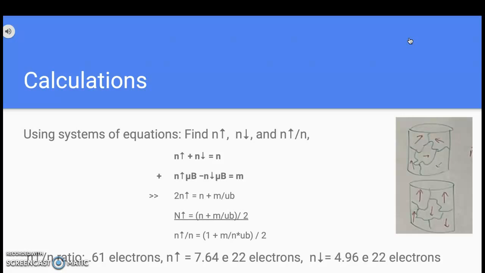So these are the numbers at the bottom of the screen. N spin up over N, the ratio we found for that was 0.61. The N spin up was 7.64 e to the 22 electrons, and the N spin down, the dipoles for that, is 4.96 e to the 22 electrons. So basically there's a lot more dipoles pointing in the up direction than the down direction is what we found in this magnet. And the ratio is just a little bit over a half.